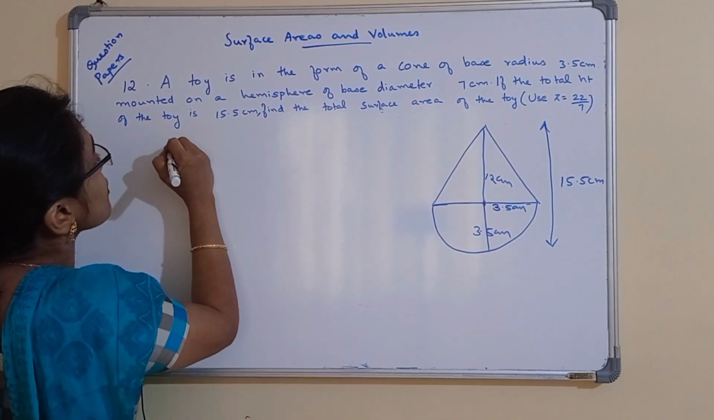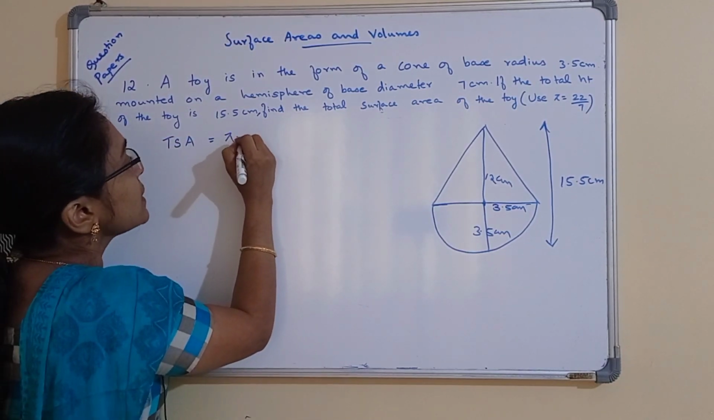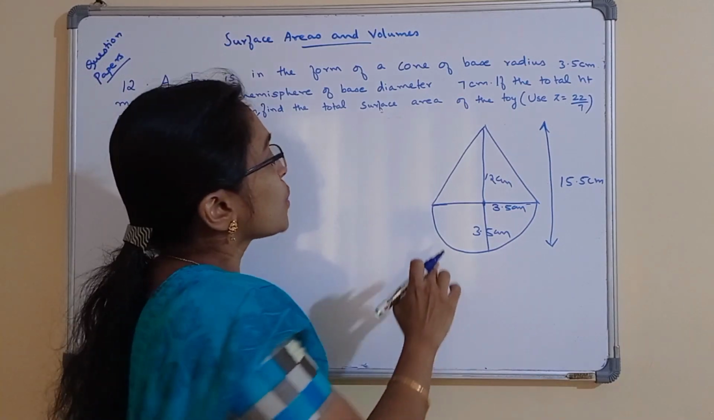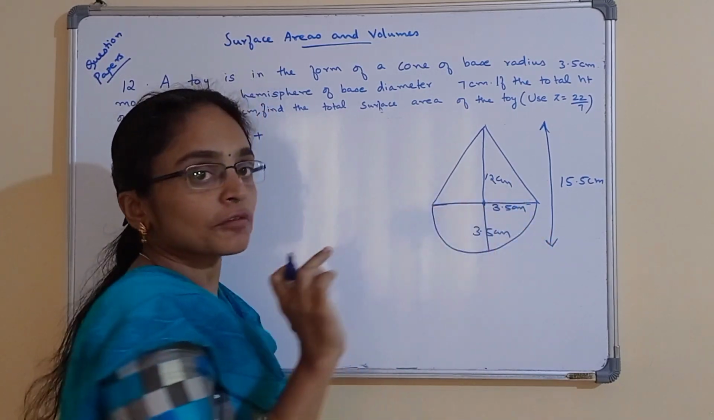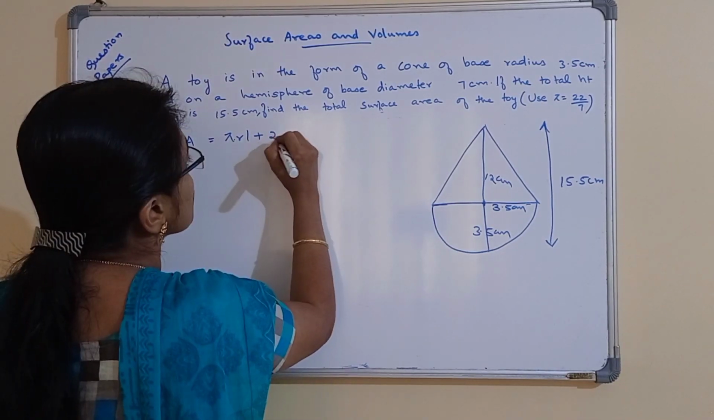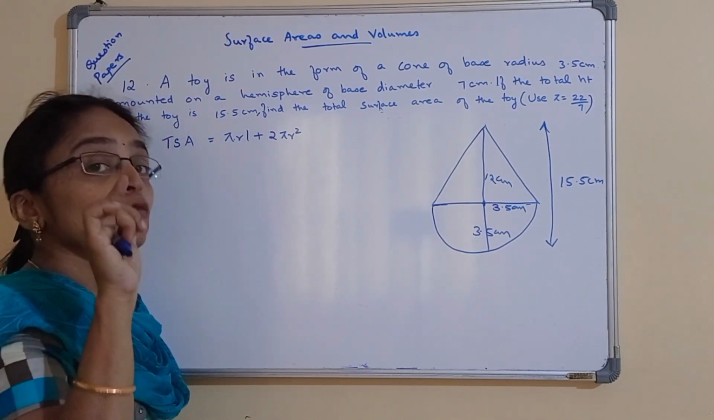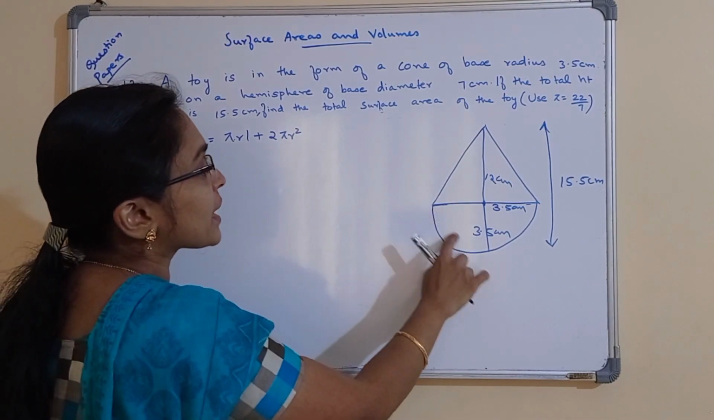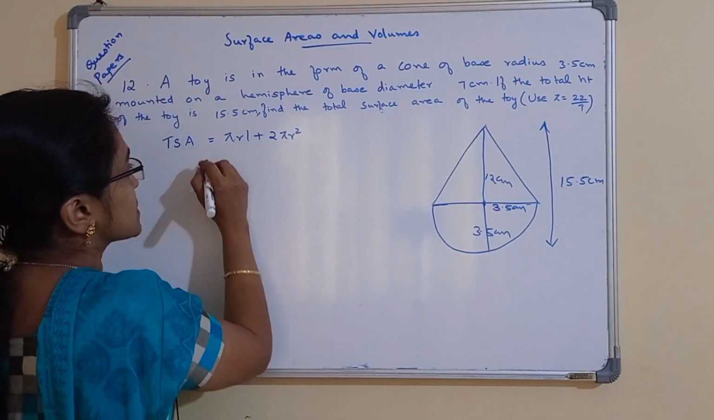Now total surface area of this toy is equal to pi RL plus... What is the curved surface area? We have to find only the curved surface area of this hemisphere. What is curved surface area of hemisphere? It is 2 pi r square. For a sphere, surface area is 4 pi r square. So for a hemisphere, it will be 4 pi r square by 2, which is 2 pi r square.